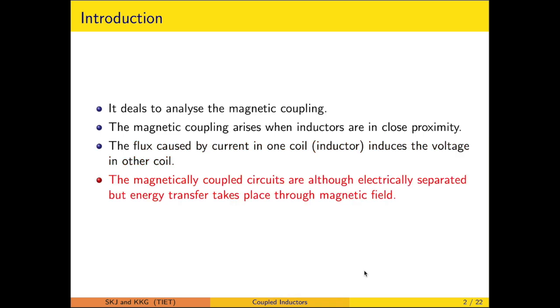So, magnetically coupled circuits are electrically separated, but energy transfer takes place through the magnetic coupling. The famous example utilizing this concept is the transformer, which we will be studying in the coming lectures.